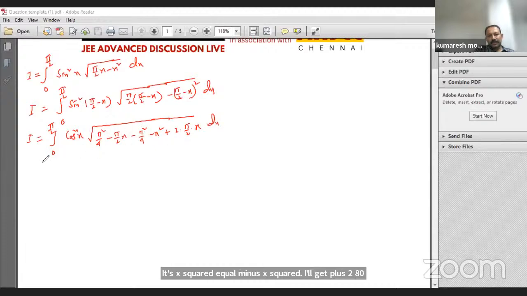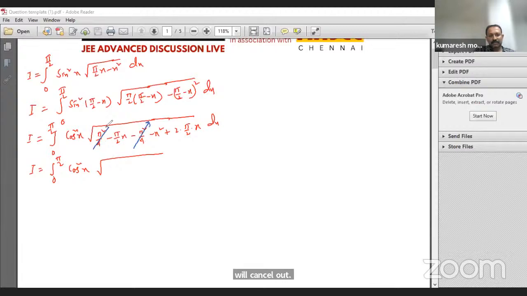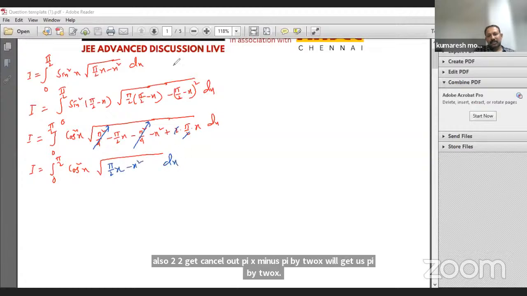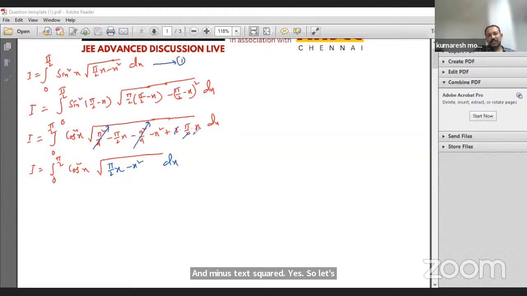Now here pi by 2 will get cancelled out. So I equals integral from 0 to pi by 2 of cos square x into root of, this pi square by 4 will cancel out, this 2 also gets cancelled, pi x minus pi by 2 x gives us pi by 2 x, minus x square dx. Let's say this is our equation 2, and the first given condition is equation 1.